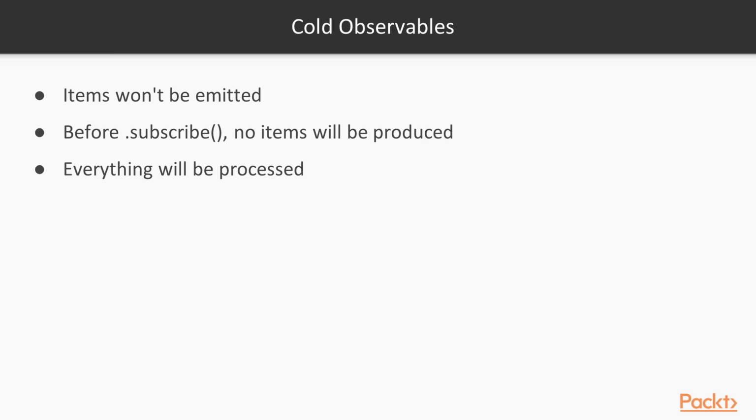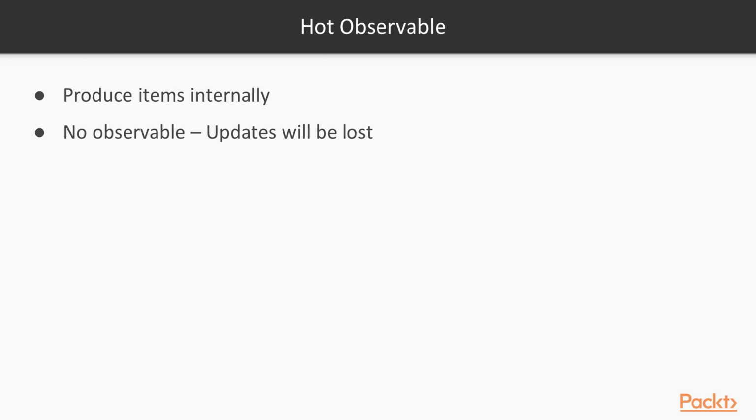Everything will be processed. A hot observable is an observable that will begin producing items internally as soon as it's created. For example, in the later section, we'll see that Twitter can be a hot observable. The status updates that are produced constantly, and it doesn't matter if there is something that is ready to receive them, such as subscription. If there were no subscriptions to the observable, it means that the updates will be lost.